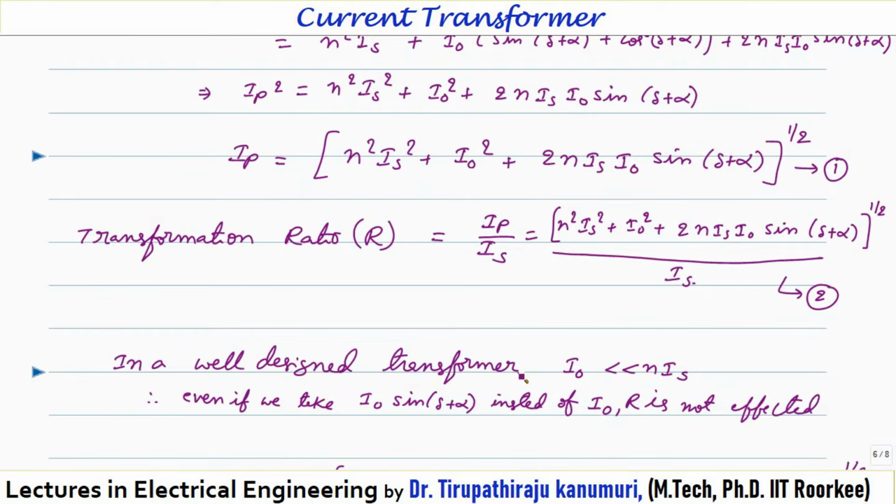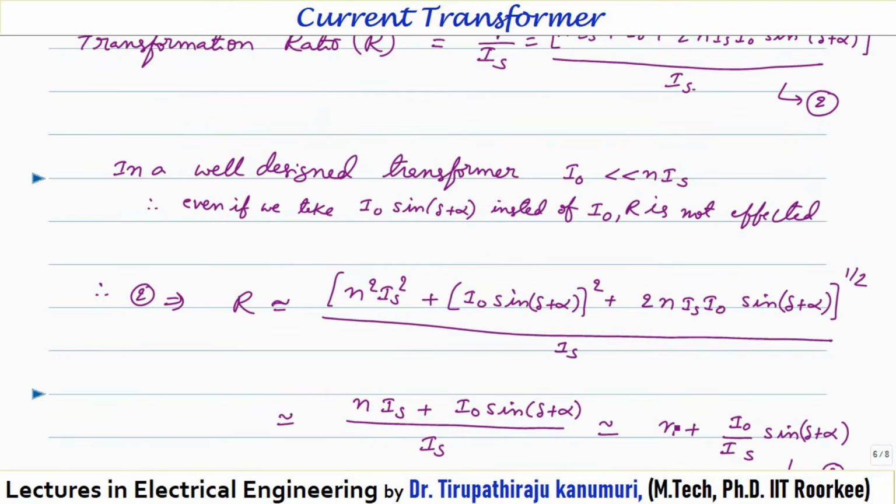In a well designed transformer, generally the no load component of current will be very small, negligibly small, because we have to take care in the proper designing of the transformer. I am going to prove in the coming derivation that the errors come in the transformer only because of this I naught. So this I naught should be as minimum as possible, and practically it is negligible. Even if you multiply this I naught with some factor, it is not going to affect the result. That is why I am multiplying this I naught with sine (delta plus alpha). That means wherever I naught square is there, I can write I naught sine (alpha plus delta) whole square, because it is not going to affect my result much, but this equation will become much simplified.